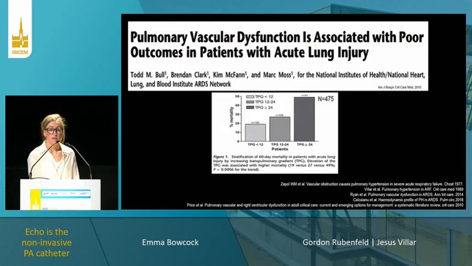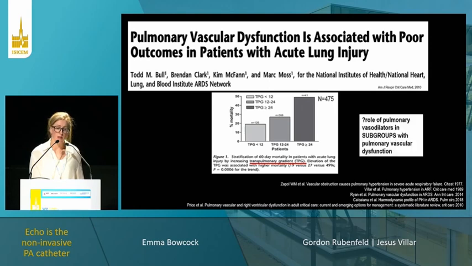In a sub-study of the FACT trial, back in 2010, Bull et al. evaluated 475 patients, and they found that in patients that had elevated transpulmonary gradients, it was associated with higher 60-day mortality. And of course, it's difficult to know cause and effect, but it's still an interesting hypothesis. And I wonder if subgroups of patients with raised pulmonary vascular resistance and elevated transpulmonary gradients could be those subgroups that could benefit particularly from agents such as inhaled nitric oxide earlier in the piece.